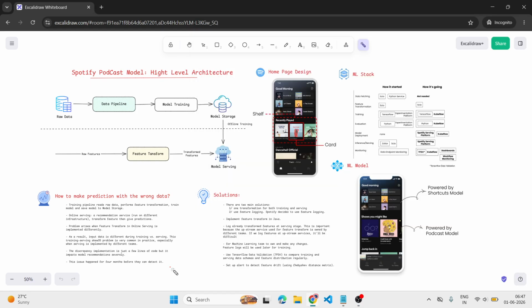So hello data points. Today we are discussing the Spotify ML model, how the Spotify ML model was architected and how it suffered from a problem. It predicted the wrong data, and we will find a solution, understand how the home page is designed, and also understand what the ML model is and what stack they are using.